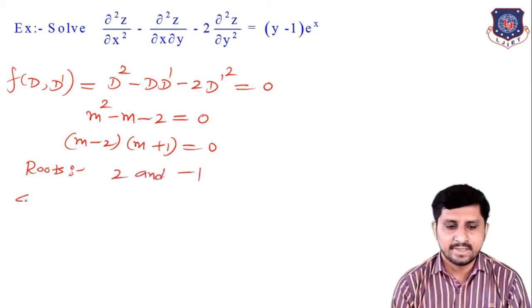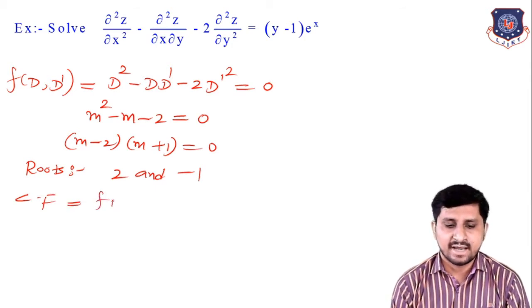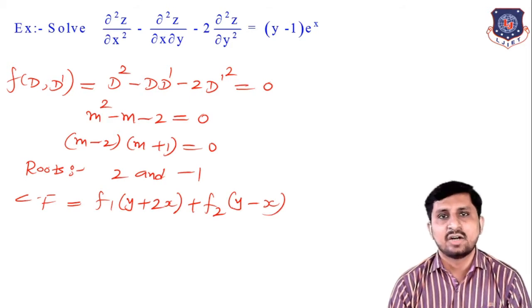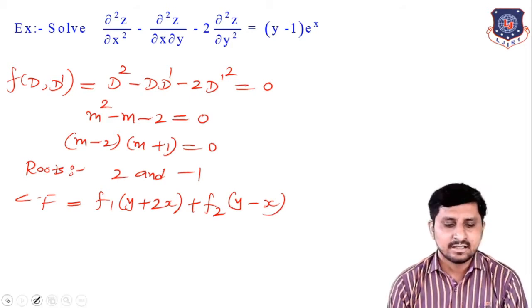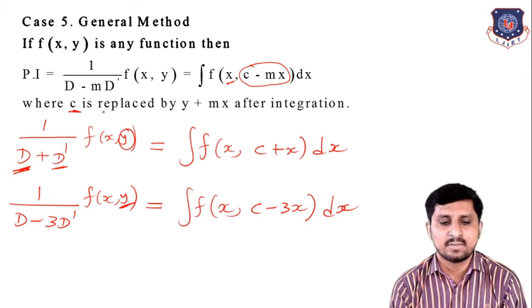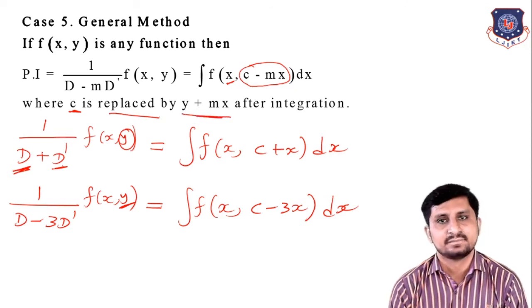Okay, so the complementary function I can write as f1(y + 2x) + f2(y - x). Now I want to find the particular integral, and for that, first try to understand that after integration, c is replaced. Just remember this: after integration, c is replaced by y + mx once again.